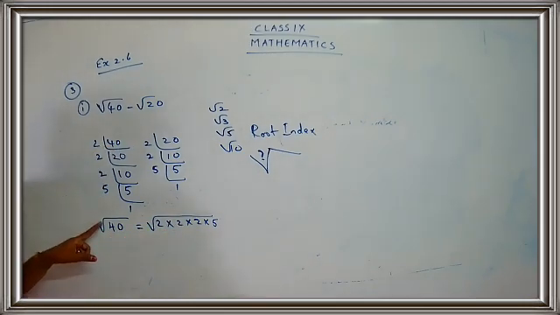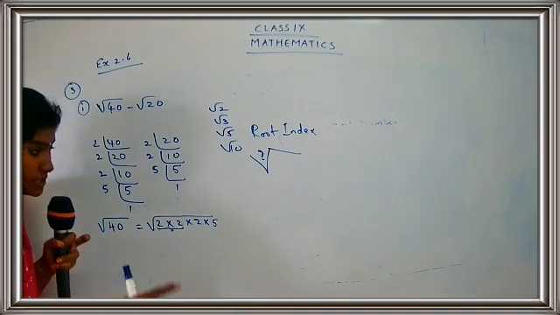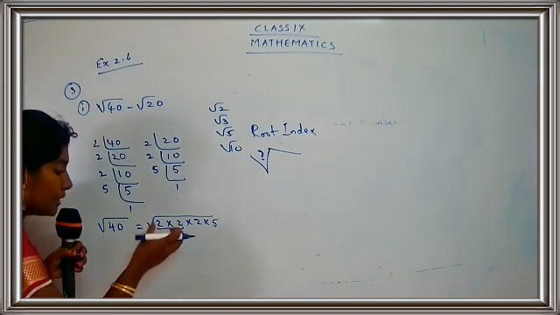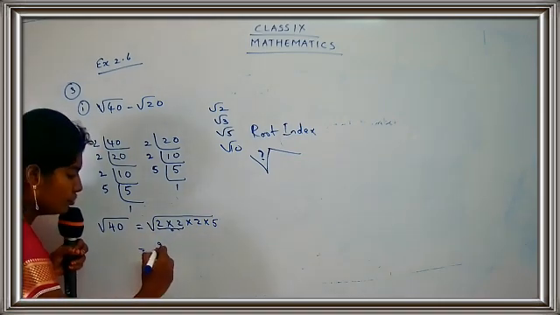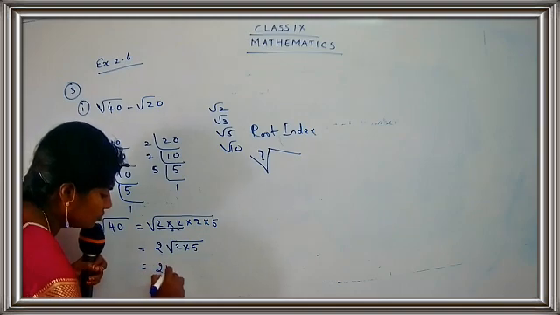Now, what is the root index here? It's 2. That means you are going to group two numbers together. Remember, when you group the numbers, you have to take the same number. I cannot take 2 and 5 because they are different numbers. So I have grouped 2 and 2. Now, from this group, I have to take one number outside. So this will be 2 root of 2 into 5, that is 2 root 10.